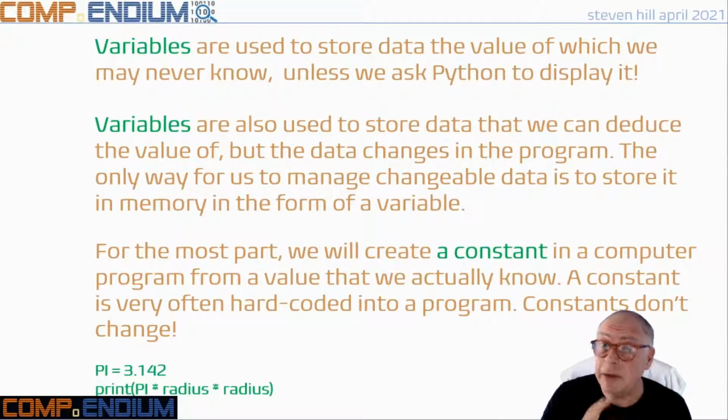Now, conversely, there may be an example of a computer program, and in fact, you guys will be writing plenty of examples of this type of computer program, where you do know what the value of the data is, but the data changes so often that the only way that we can practically manage changeable data is to store it in memory and call it a name, and the name of course is what we refer to as the variable. And later on in the video I will be showing you some practical examples of where we need to use variables to do exactly that.